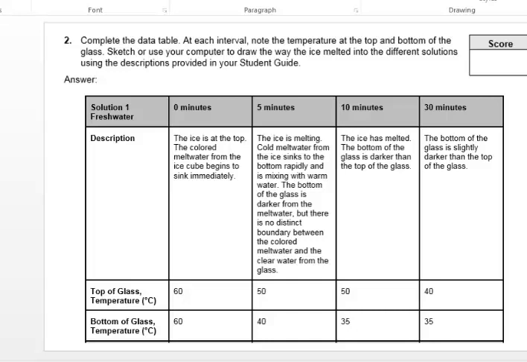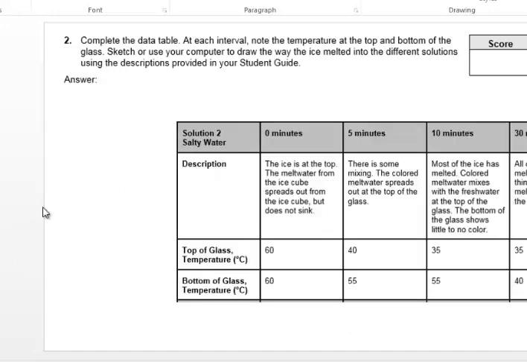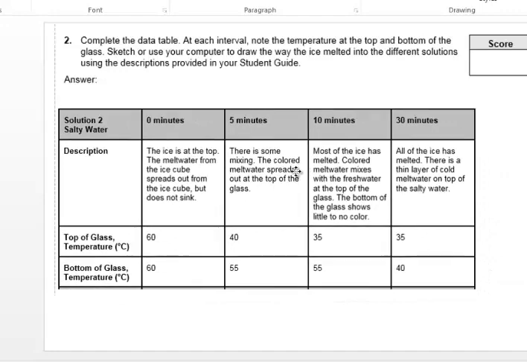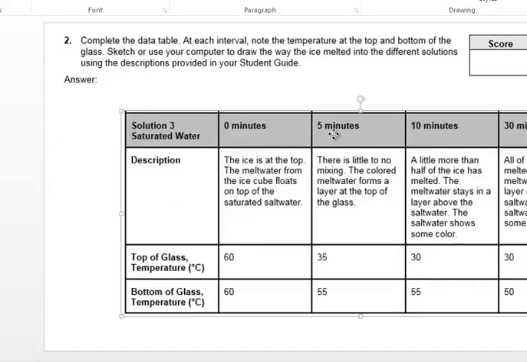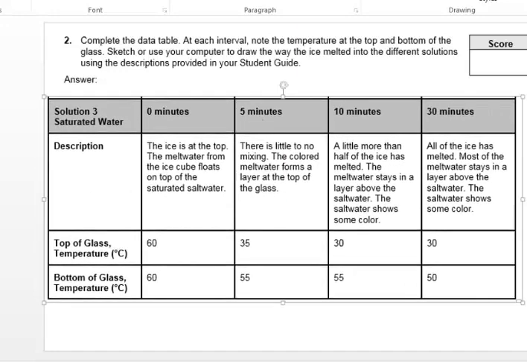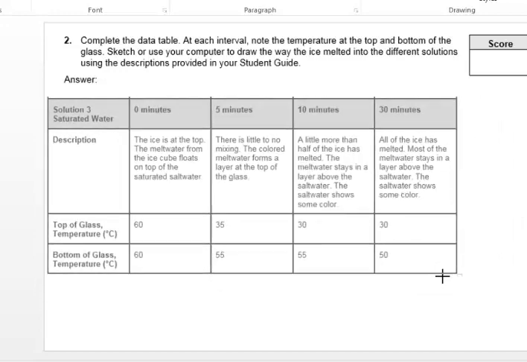So here's the data, and you can just pause this and copy it down if you'd like. Here's the data for the fresh water. Here's the data for the salty water. And then here is the data for the saturated water.